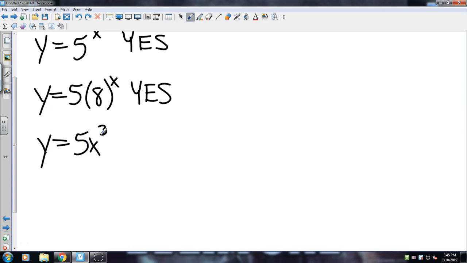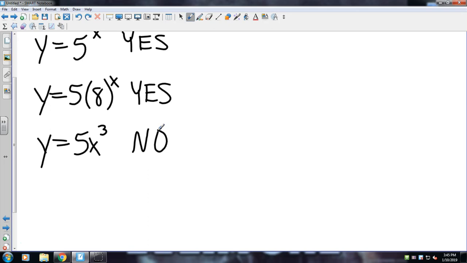So in this case, I know what my variable is. It's 3, which means it's not going to change. It is not variable. It's constant. And that makes this not an exponential function because I have a set, predetermined exponent, and that is not possible.